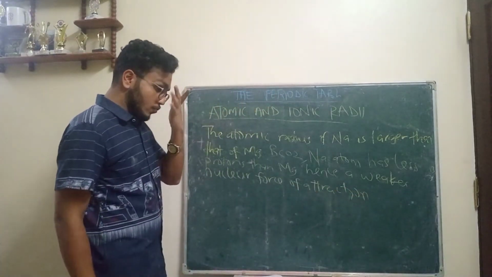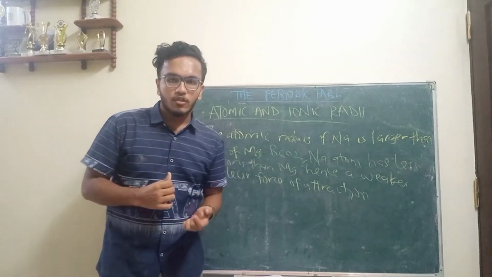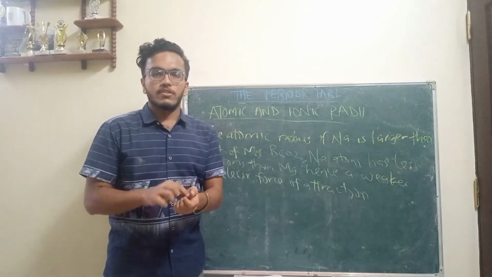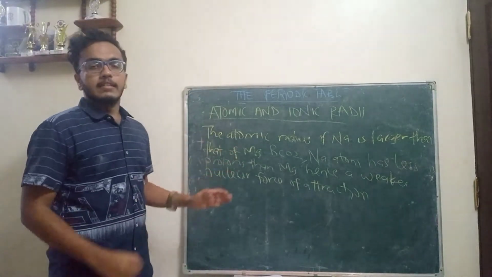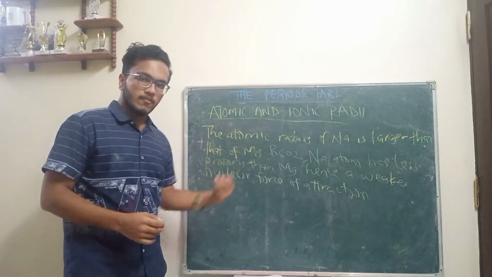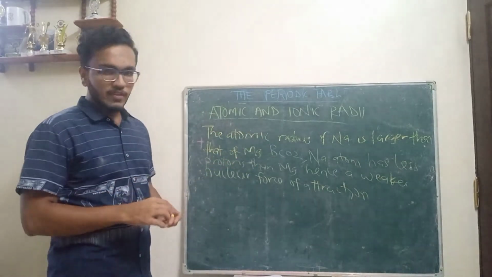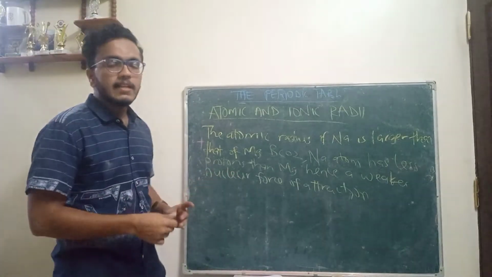So in the atom of sodium with 11 protons and in the atom of magnesium with 12 protons, which atom has more attraction to the electrons? The magnesium atom with 12 protons. So this is what explains that the sodium atom is larger than the magnesium atom because of less number of protons, hence weaker nuclear force of attraction. Now I will just say verbally, I won't write everything.